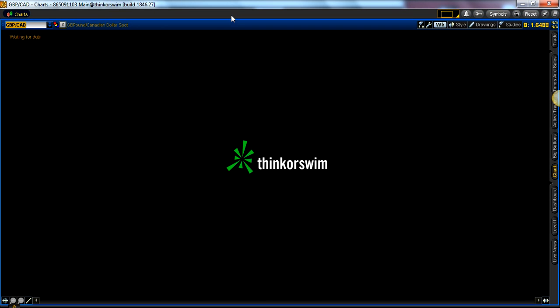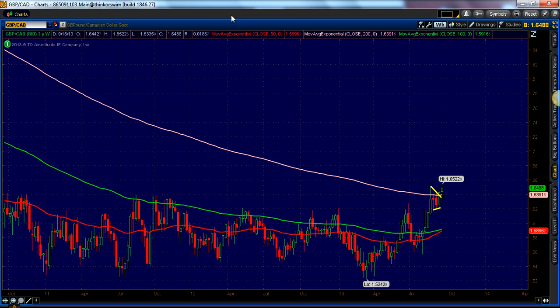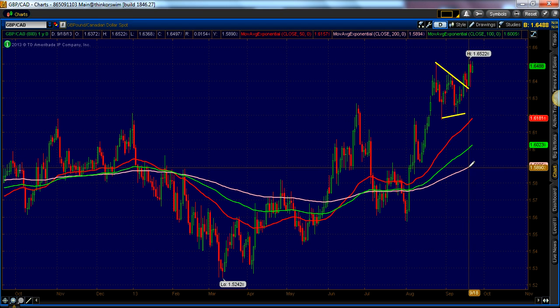Last but not least, my other least favorite pair, Pound CAD. Pound CAD does look very nice here. It looks very much poised to continue to the upside. All right, let's go back down to the daily chart. So that dollar SEK was a weekly chart, so that's definitely something to keep in mind.